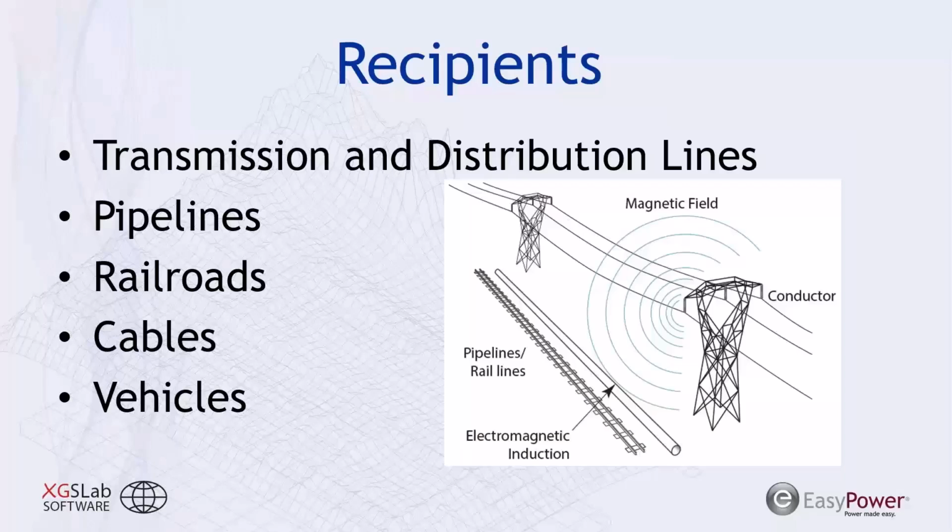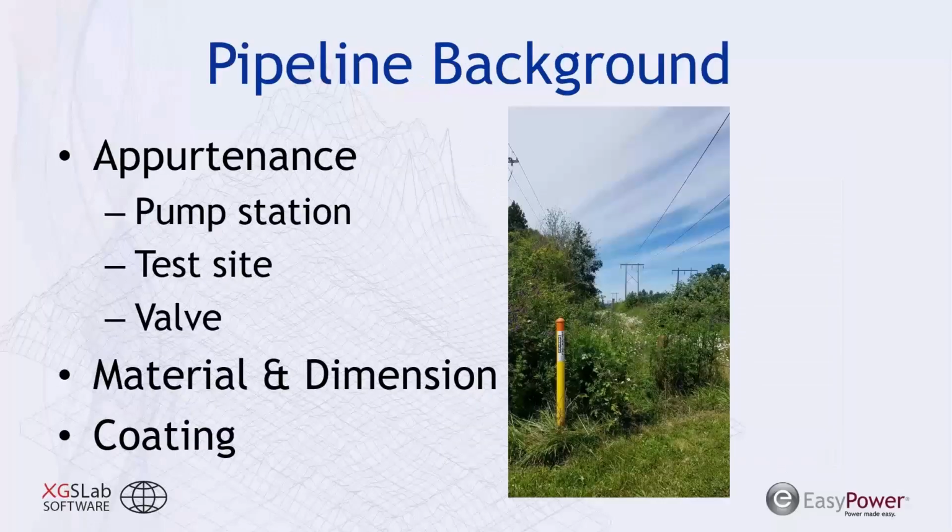So the analyses can vary pretty dramatically based on what type of recipient you're looking at. But from a pipeline perspective, there's a few things that we typically look at. So information that you want to understand about a pipeline is its appurtenances. And these are all of the parts of the pipeline that may have some sort of personnel interaction. So that's going to be your pump stations, your test sites, your valves, all these locations where you might have individuals making more contact with the pipe rather than the buried pipe itself.